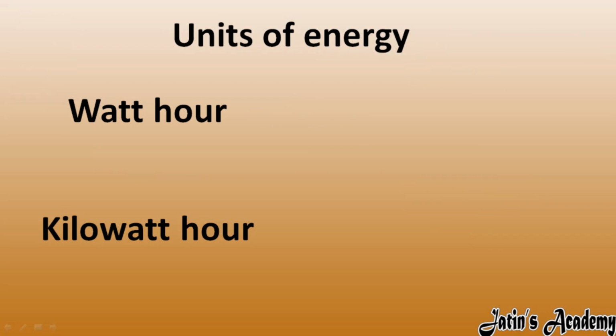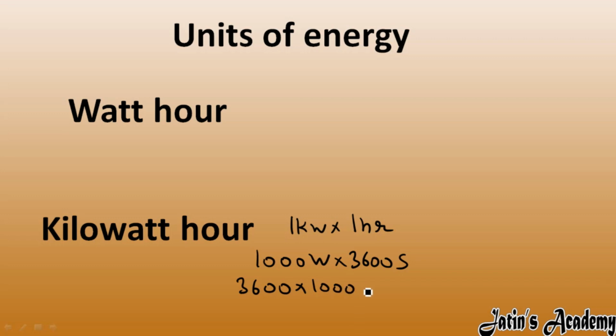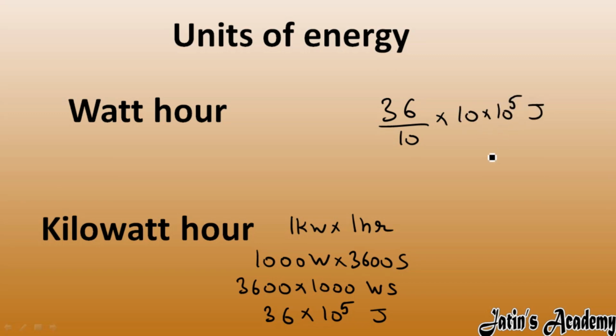Clear? Now how to convert 1 kilowatt hour into joule? Again the same, it is 1 kilowatt into 1 hour. Now 1 kilowatt is 1000 watt, and 1 hour is 3600 seconds. So this becomes 3600 into 1000 watt second. Watt second is joule, and it is 36 into 10 raised to power 5 joule. Again we will convert it into megajoule: divided by 10, multiply with 10, 10 raised to power 5 remains the same. So this becomes 10 raised to power 6, and this becomes 3.6. So 3.6 into 10 raised to power 6 joule, or 3.6 megajoule.